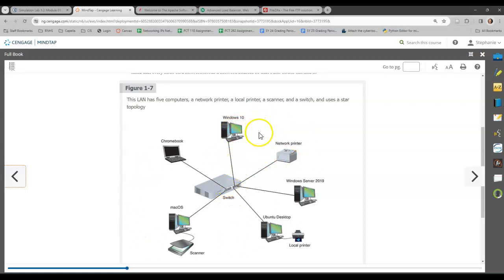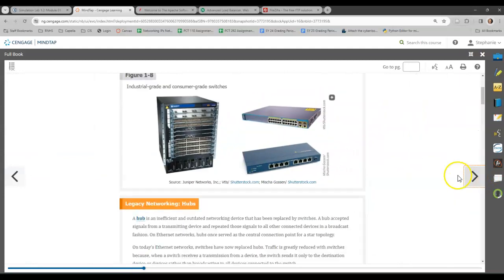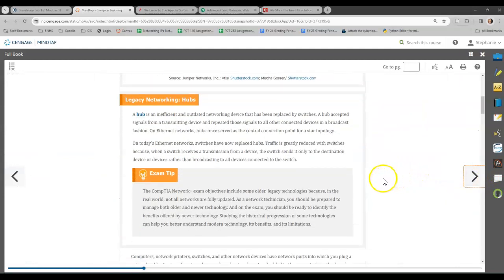It just broadcasts it out all ports and doesn't care. In a switch situation, the switch actually thinks about it and goes, oh, the Windows 10 device wants to send it to the network printer, and it will only send to the network printer. So we don't have all this extra traffic flying around. The switch will send it exactly where it needs to go in the local area network. Much more efficient. So we don't use hubs anymore.